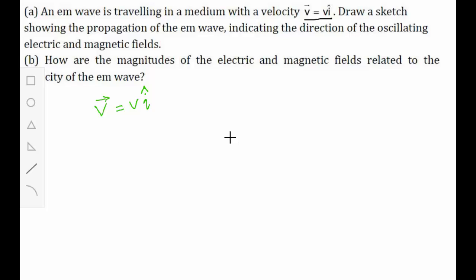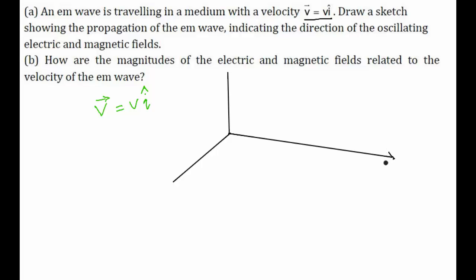So let's say this is our x-axis, this is our y-axis, and this is our z-axis. The velocity of the electromagnetic wave is given in the x direction, that is this direction. So both the electric as well as magnetic field will be perpendicular.